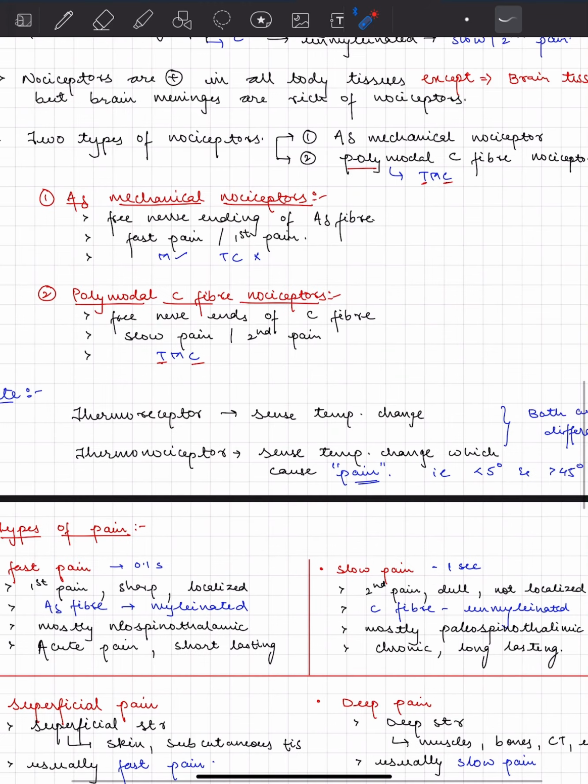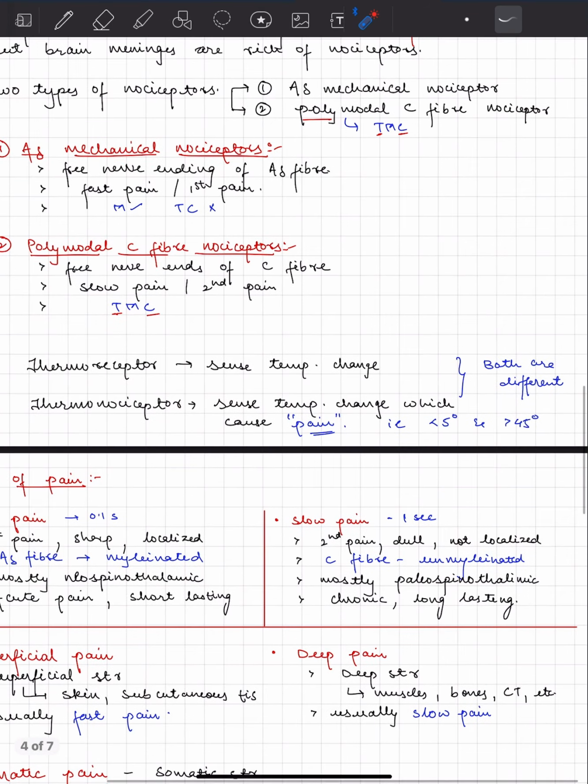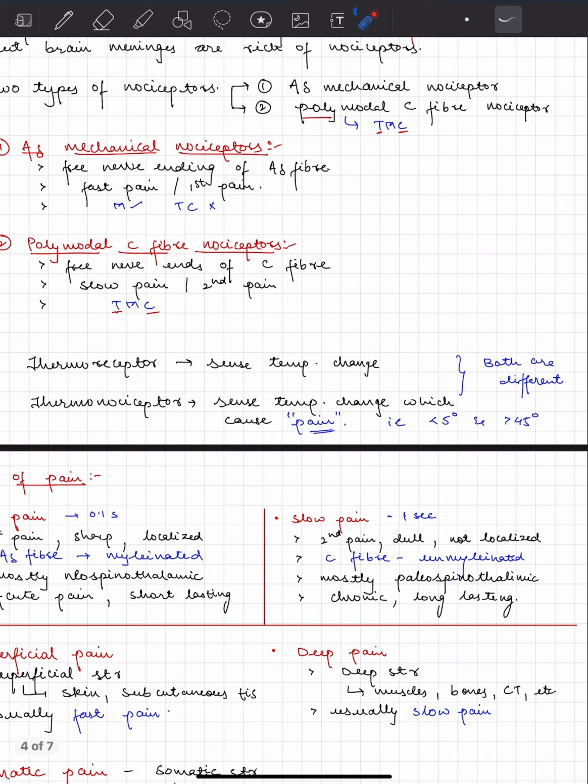An important point to note here is that thermoreceptor and thermonociceptor are different. Thermoreceptors sense temperature change, but thermonociceptors sense that temperature change which causes pain. For example, normal temperature does not cause pain, but fluctuation in that temperature will give you the sensation of temperature change. But a temperature below 5 degrees centigrade or above 45 degrees centigrade will cause pain.